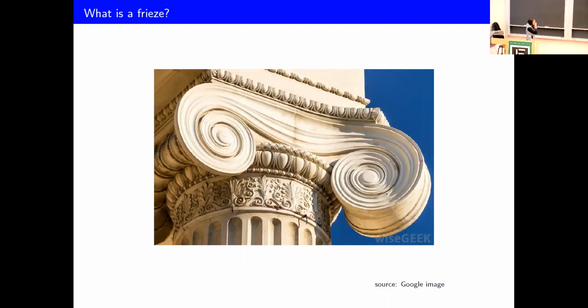So I would just say something about friezes. What is the word frieze in daily life? I think it refers to these patterns in buildings. So, mathematically.